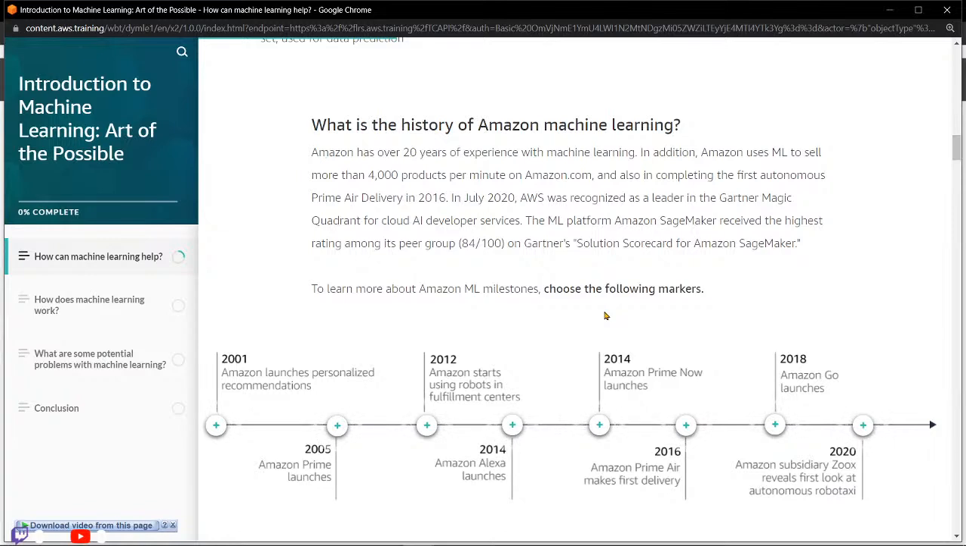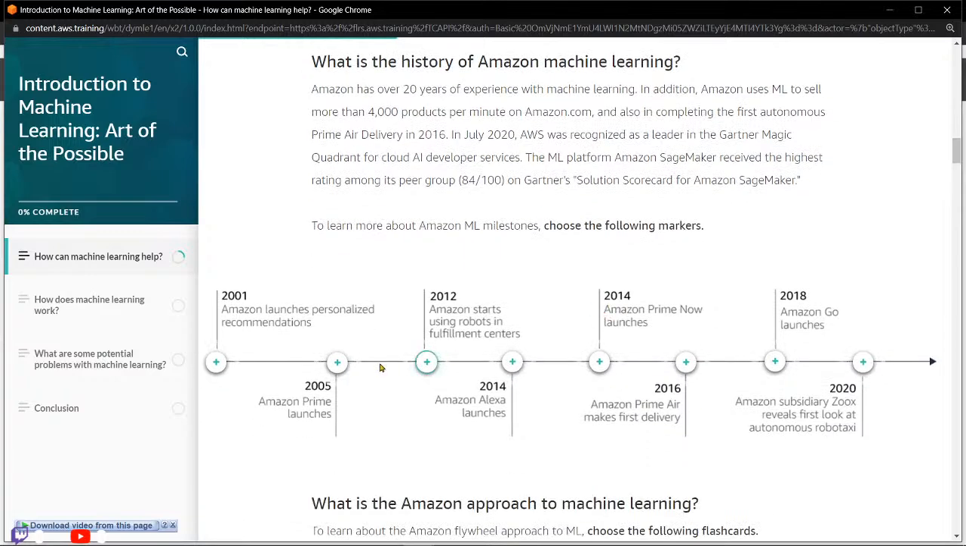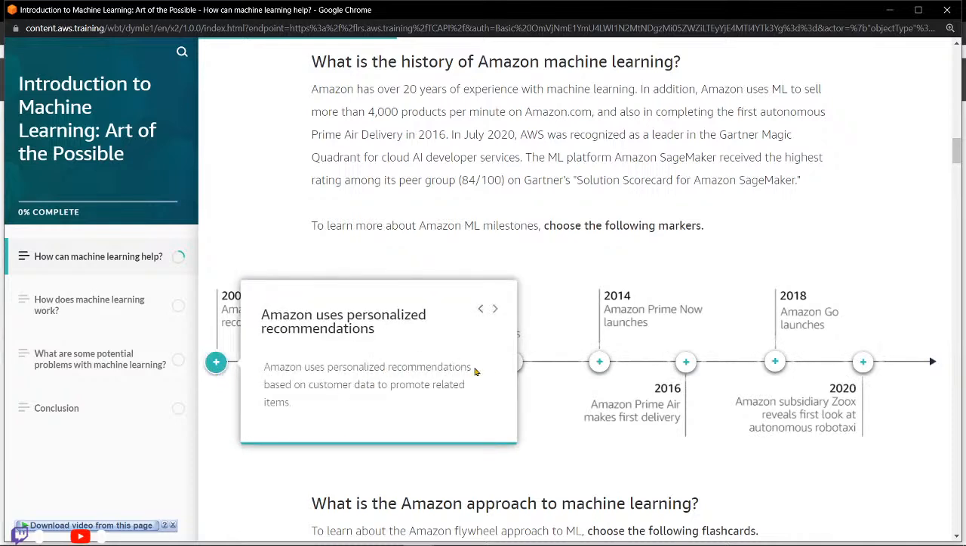The ML platform Amazon SageMaker received the highest rating among its peer group, 84 out of 100 on the Gartner Solution Scorecard for Amazon SageMaker. To learn about the Amazon machine learning milestones, choose the following markers. Amazon launched the personalized recommendation system.